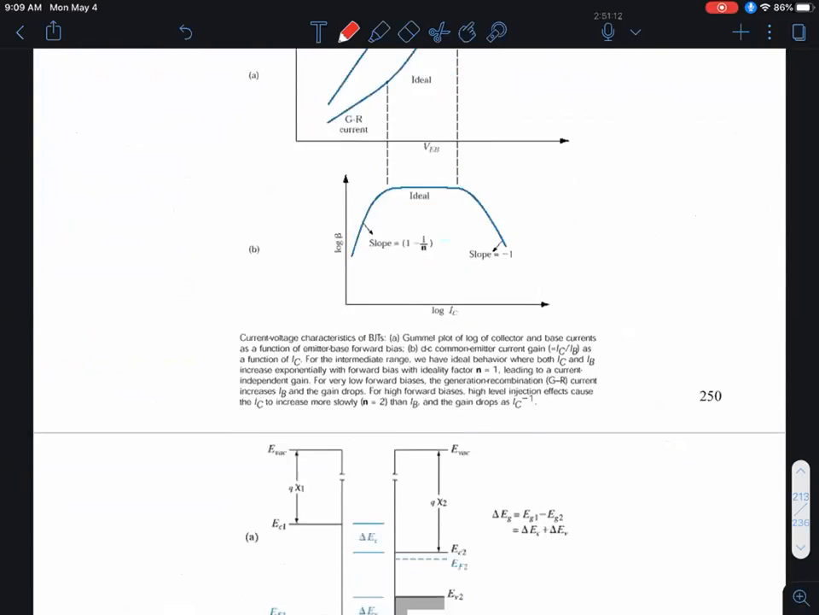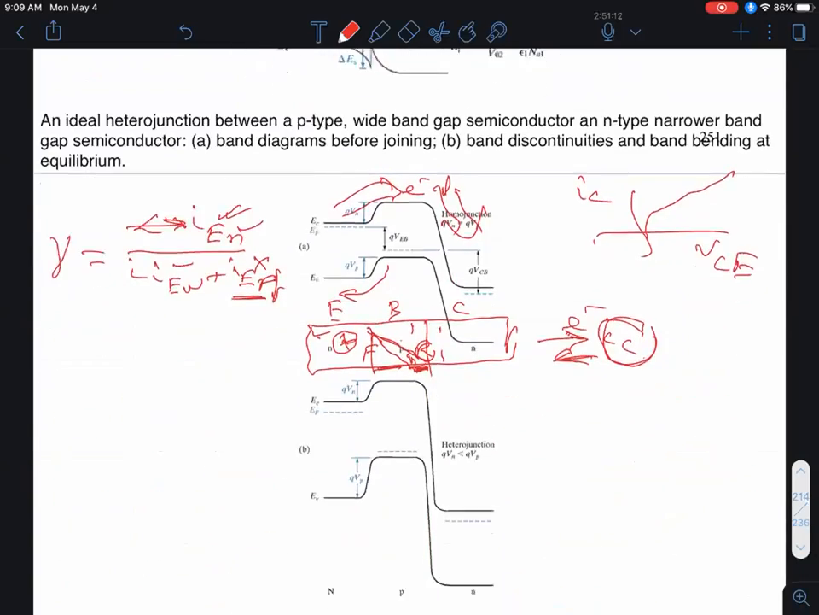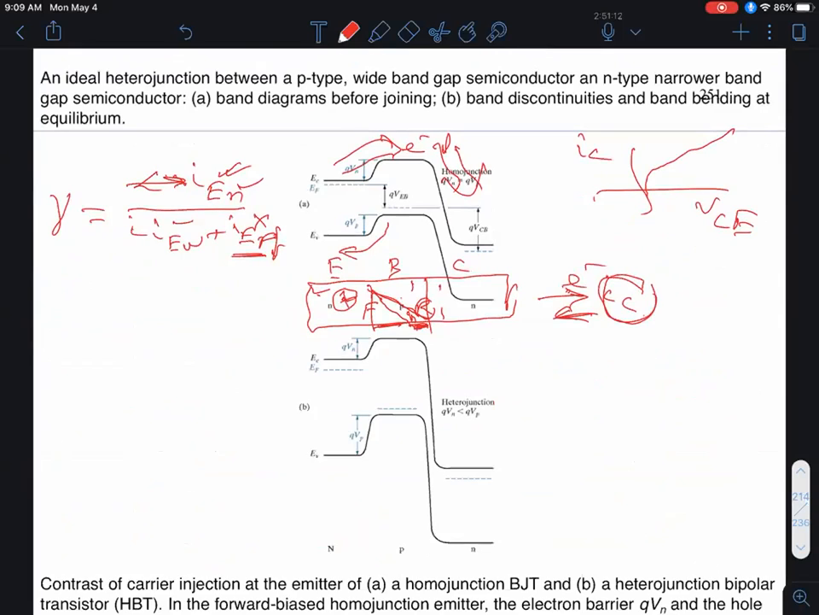All right, let's go back to the band diagram. So the emitter injection efficiency requires you to make the emitter doping as high as possible and the base doping as low as possible, subject to the constraints of the Early effect and the base series resistance, all right?